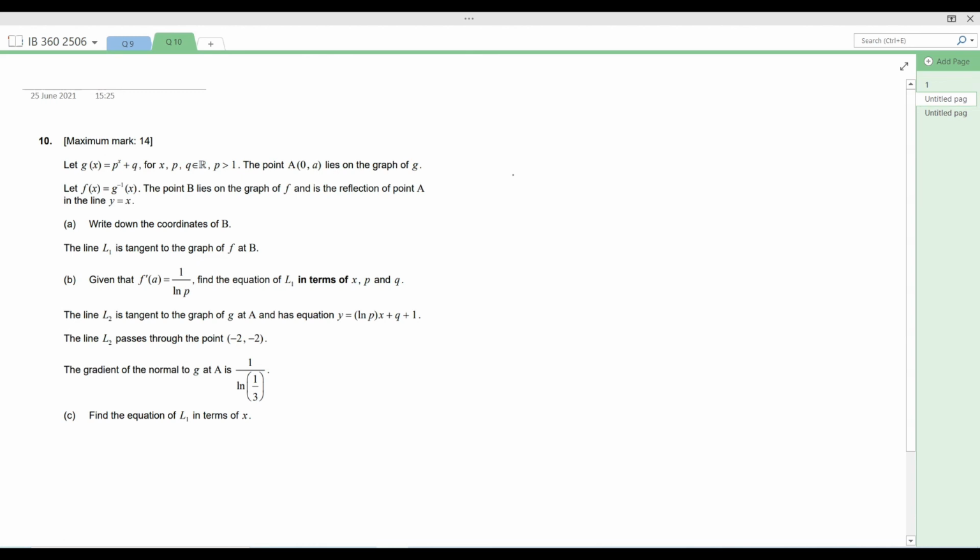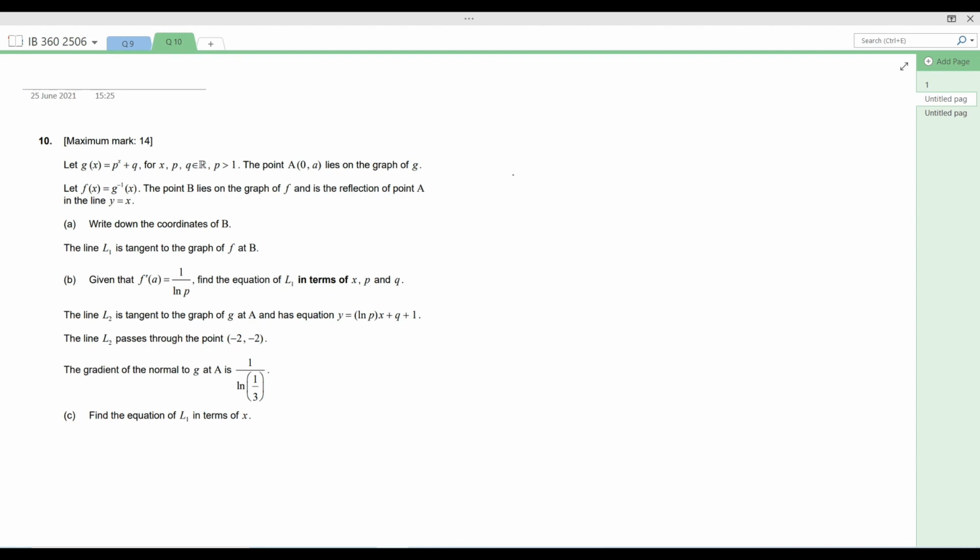The third problem is: the line L2 is tangent to the graph of g at A and has equation y equals ln p times x plus q plus 1. The line L2 passes through the point minus 2 comma 2. The gradient of the normal to g at A is 1 by ln 1 by 3. Find the equation of L1 in terms of x. So this is the question.